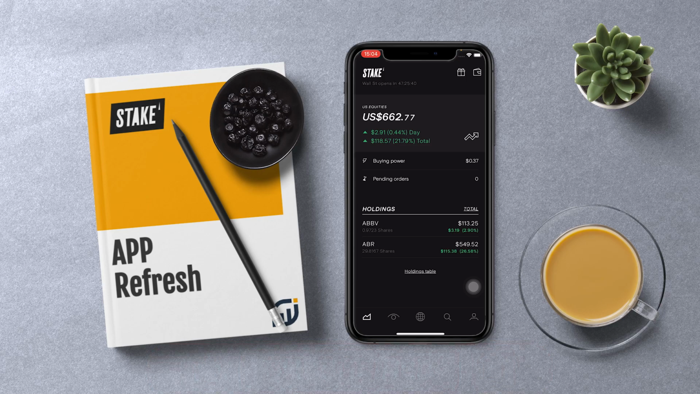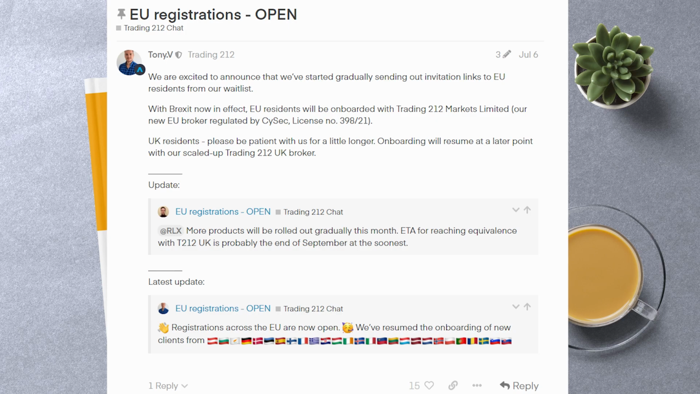So let's move on to the next topic, which is Trading 212. Trading 212 has opened up its EU registrations. So if you are located in the EU, you can now sign up to Trading 212, which is great. But I guess the onboarding will be another division of Trading 212. So it's under Trading 212 Markets Limited, which is their new EU broker, which is regulated by CySEC. However, with UK residents, it's still a waiting list and they haven't opened up registrations for that.